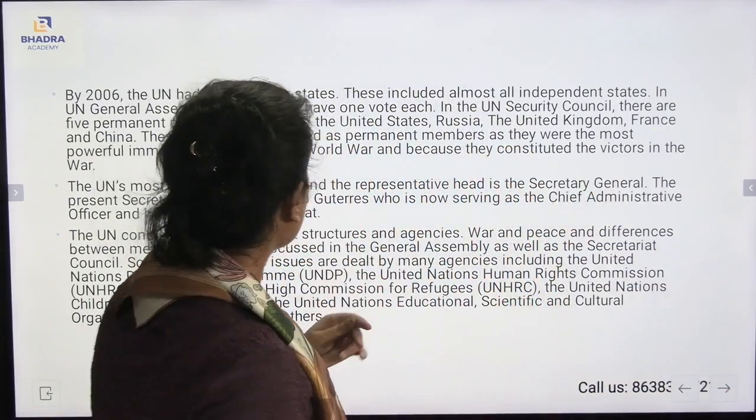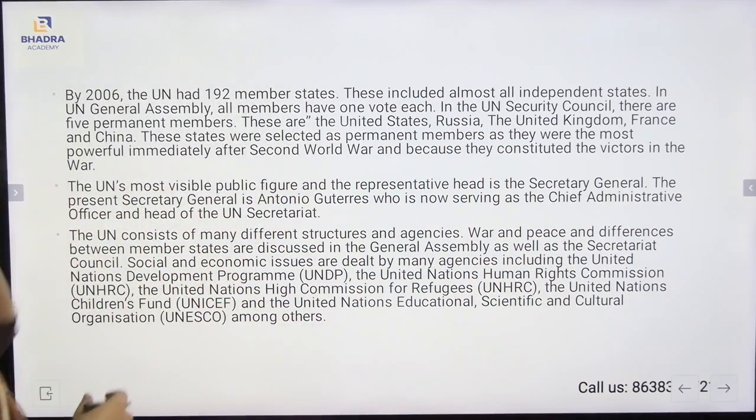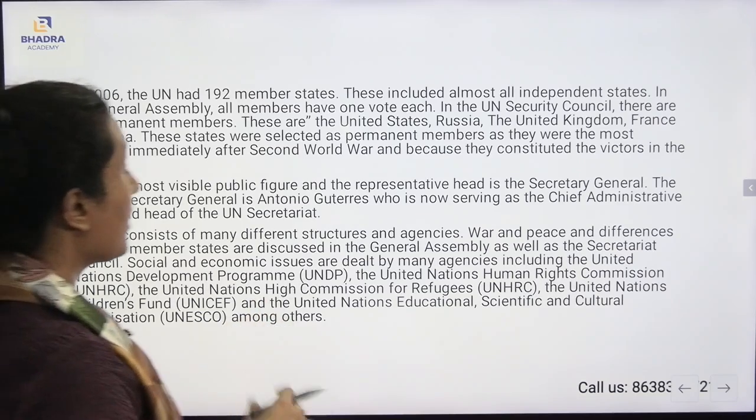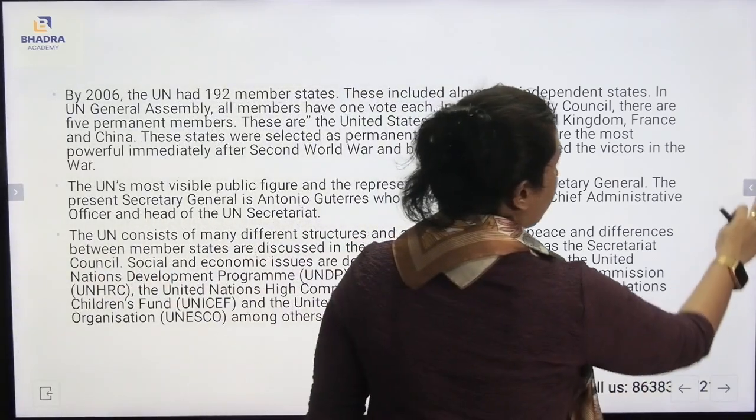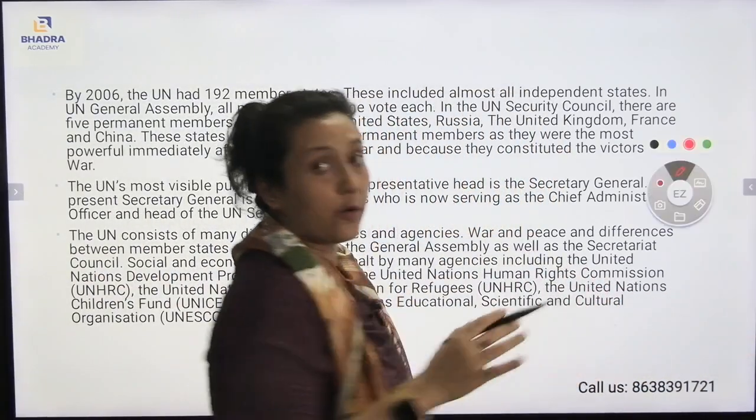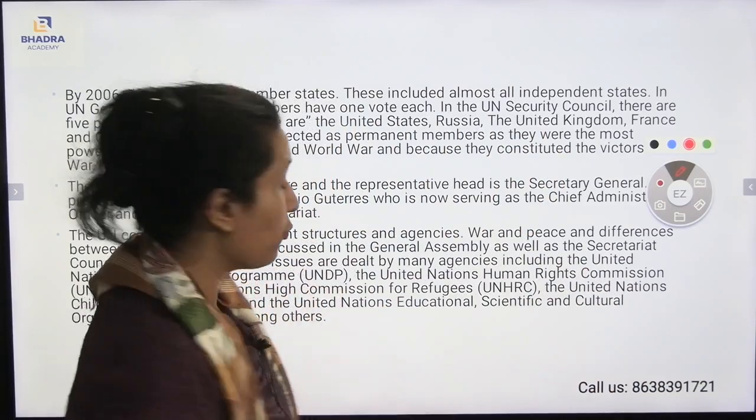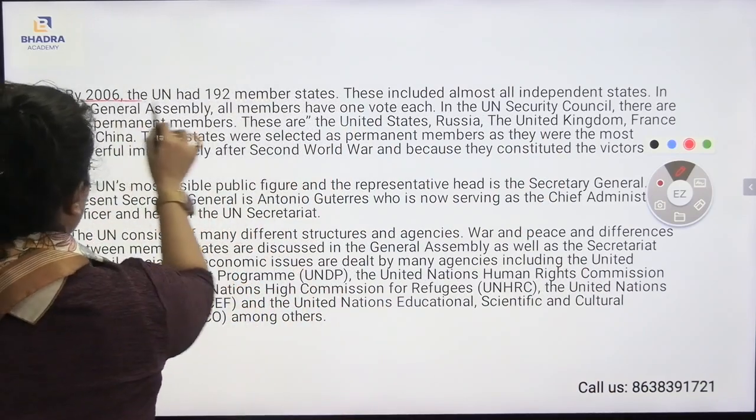Also, if I talk about the United Nations, by 2006 the UN had 192 member states. This included all independent states in the UN General Assembly. All members have one vote each, and in the UN Security Council there were 5 permanent members. By 2006, there were 196 member states, very, very important.